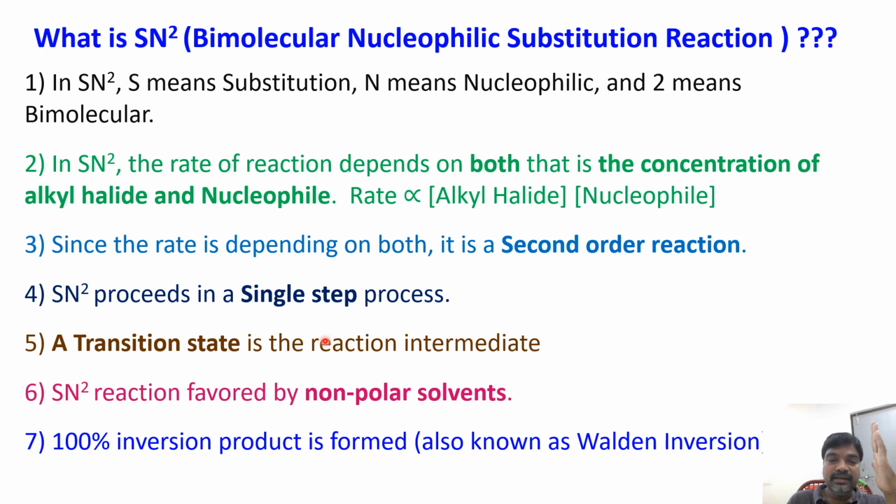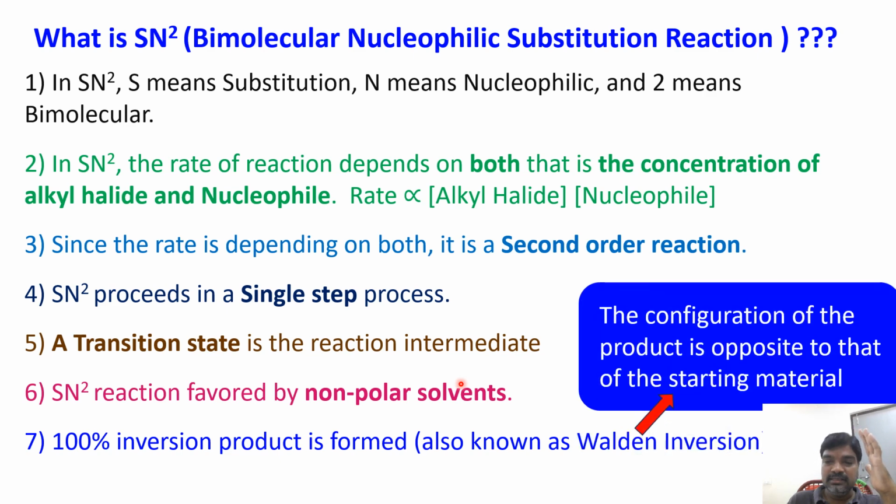The resulting product is 100% inversion product in SN2 reaction mechanism. However, as we have seen earlier, in SN1, 50% retention and 50% inversion product is formed. But in SN2, 100% inversion product is formed. But what does inversion product mean?